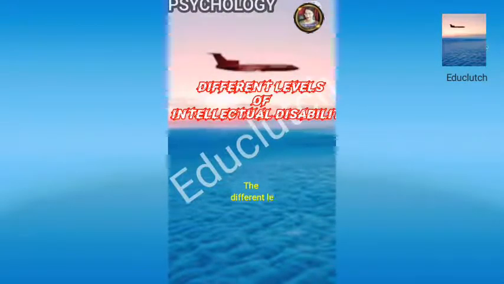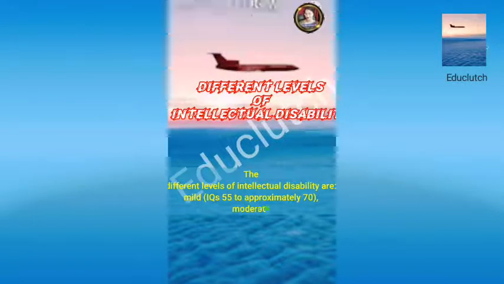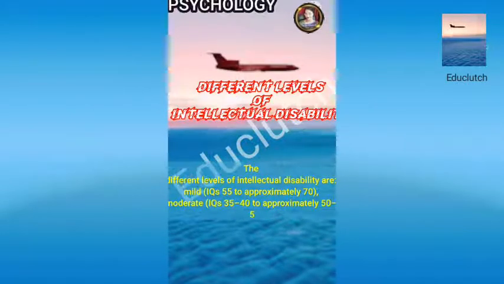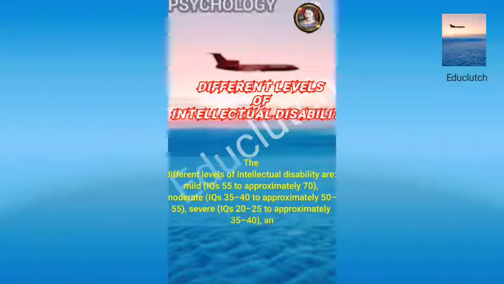Different levels of intellectual disability are: mild, with IQ ranging from 55 to approximately 70. Moderate, IQs from 35 to 55. Severe, from 20 to 35. And profound, IQ below 20.